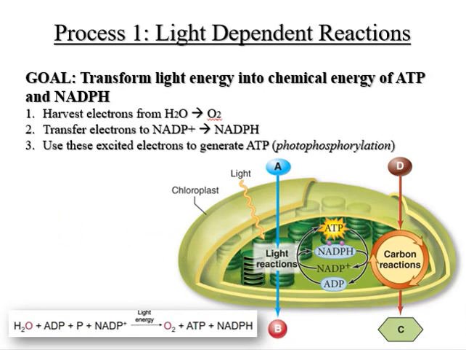All right, so again, the first process of photosynthesis is going to be your light-dependent reactions. So they're using visible light, or photons of light are entering the system to allow for this reaction to take place.